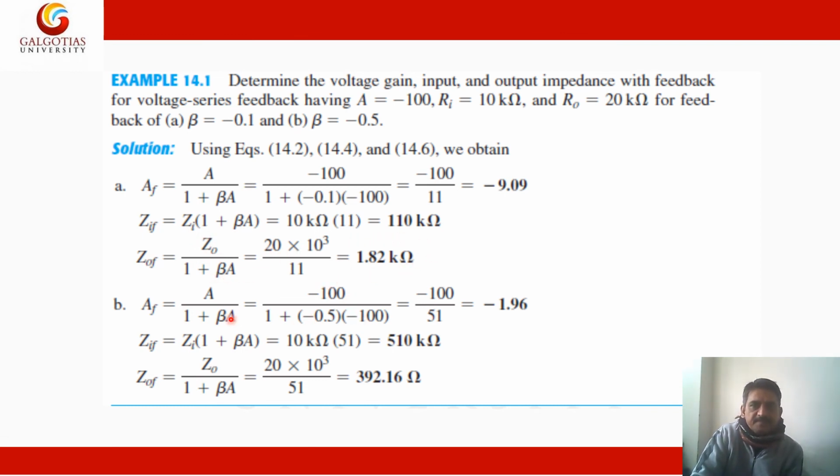Similarly, the same can be calculated for the other value of beta, that is the feedback gain, minus 0.5. We substitute again the same values. For gain A upon 1 plus A beta, we substitute the value, and for input impedance again 1 plus A beta times increased, and output impedance 1 plus A beta times decreased.